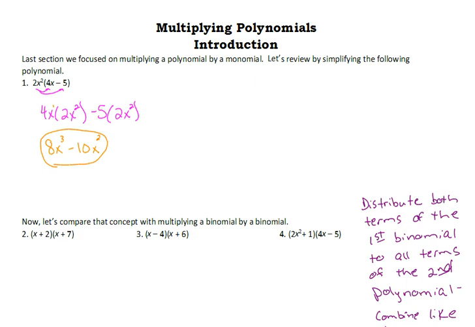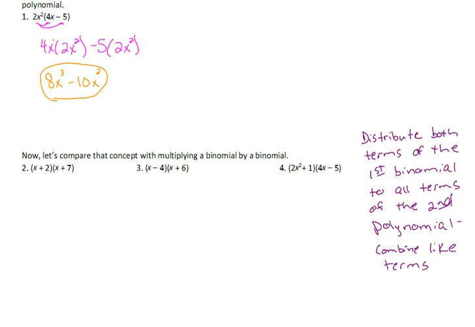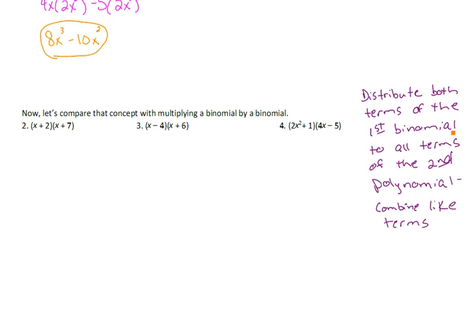Now we're going to look at something a little bit more extensive, and I did put the steps over here. We're comparing now multiplying a binomial through. Now we have two terms that we have to distribute. So looking at my steps over here, we have to distribute both of the terms of the first binomial to all of the terms of the second polynomial. And I did call this a polynomial because most of the time we're going to be dealing with binomials, but later when we get used to it, we are going to start seeing polynomials, so more than two terms.